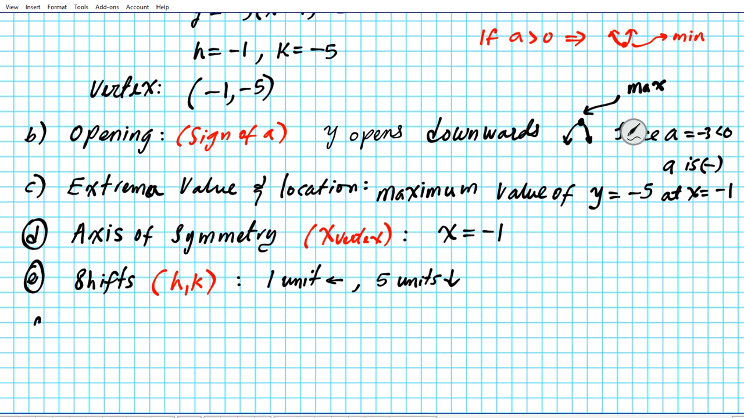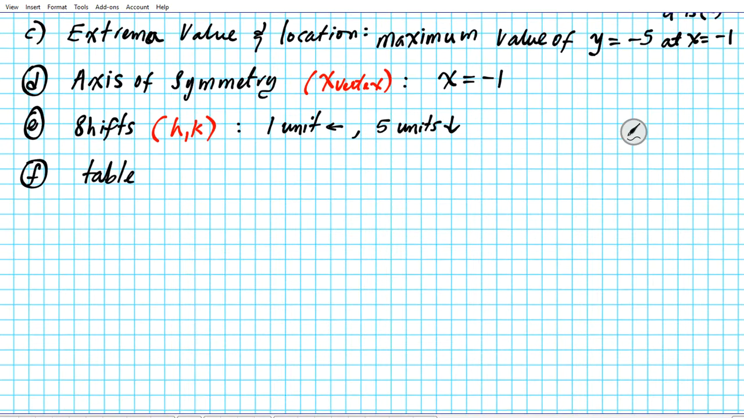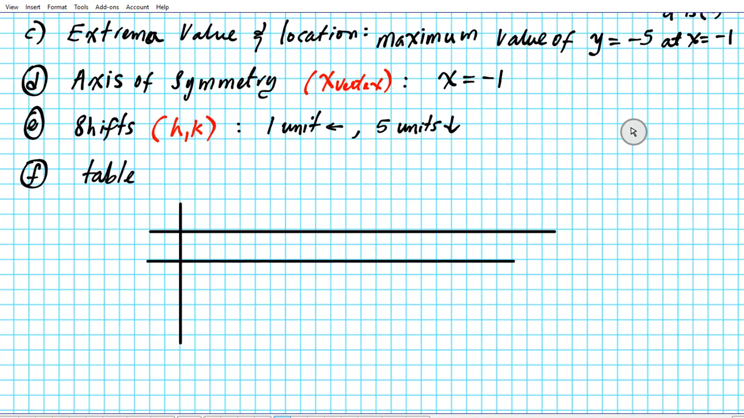Now we're going to generate a table of values to help us to graph our curve. What we're going to do is pick a point before and a point after the vertex. Let's go ahead and set this up.